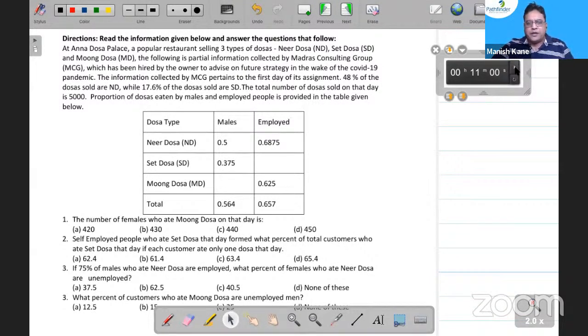So your time starts now. Try to solve this question. You have 10 minutes, and at the end of 10 minutes, I will start solving the question. Start.